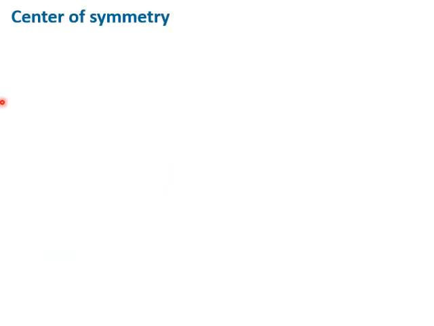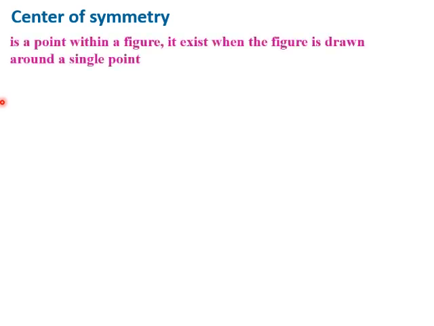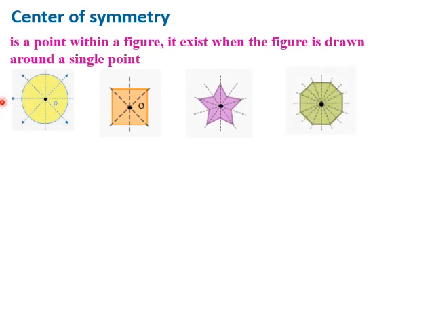Center of symmetry. What is a center of symmetry? It's a point within a figure. It exists when the figure is drawn around a single point. For example, in a circle, square, star, and octagon, this is the center of symmetry in each of them.